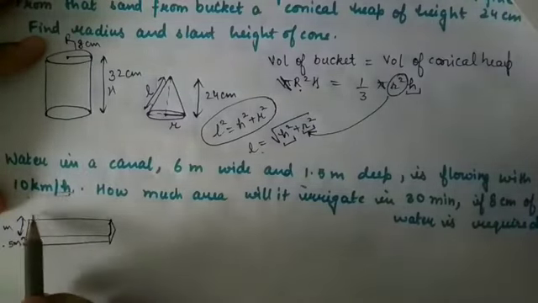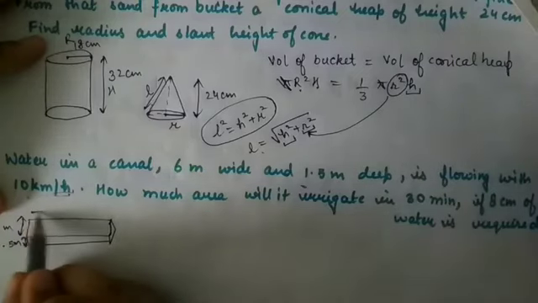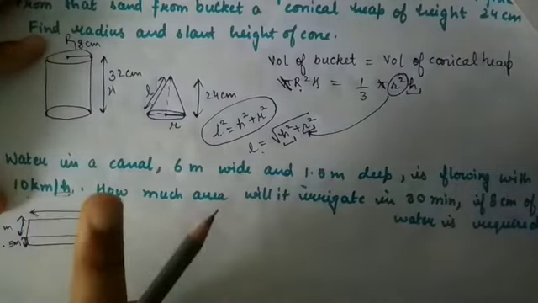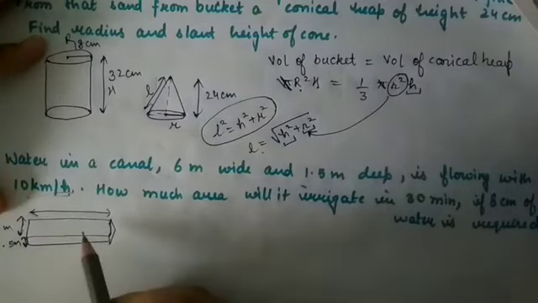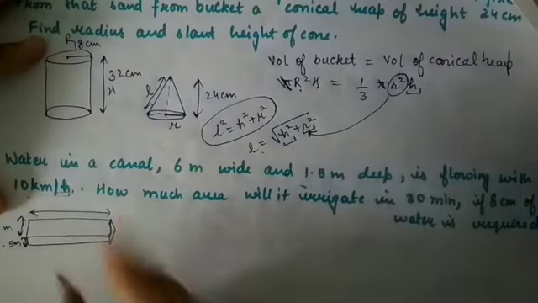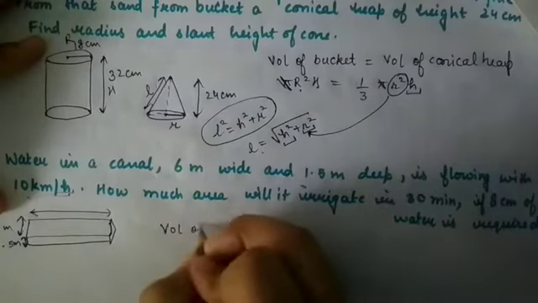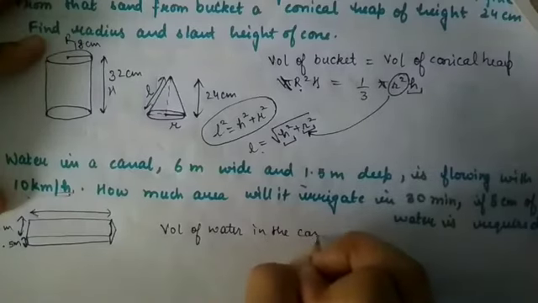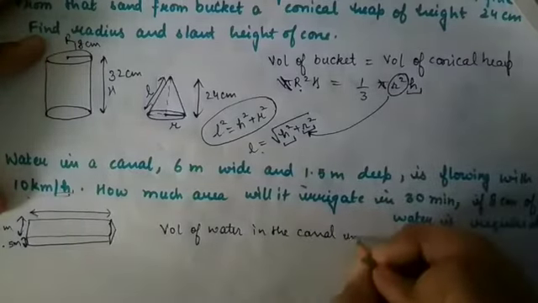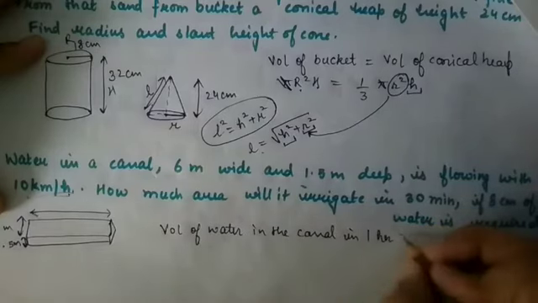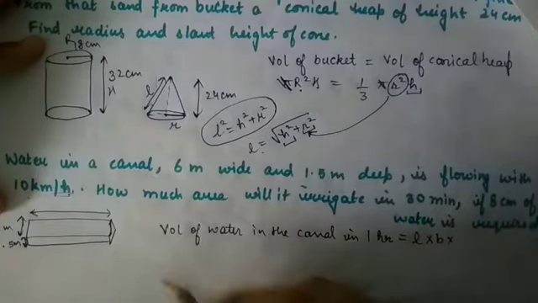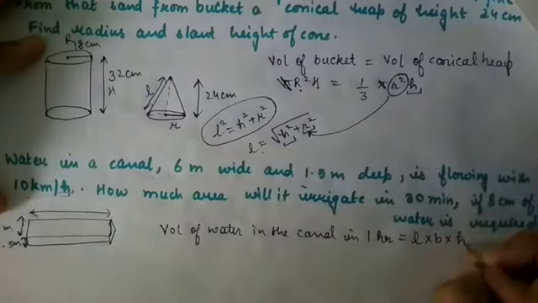That the water covers a distance, and distance covered would be the length of the canal. So the water covers a distance of 10 kilometer in 1 hour. So can we find out the volume of water in the canal in 1 hour? Yes. So volume of water in the canal in 1 hour is equal to length into breadth into height, the formula for finding the volume of cuboid. Canal is in the shape of cuboid. So length into breadth into height.